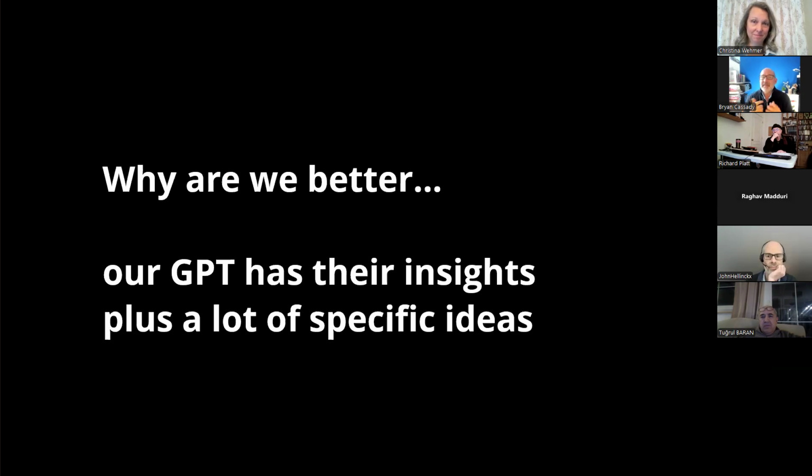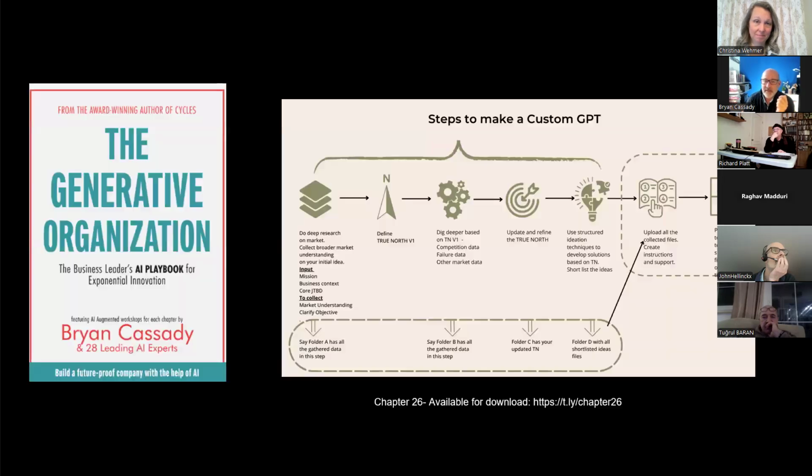So why does it do better? First of all, we add it with more information. We are more specific about our requests. And what you'll see in a bit, at the very end of this talk, is we cheat a little bit and we put in a huge pile of ideas for the GPT to work with. And I'll get to that.